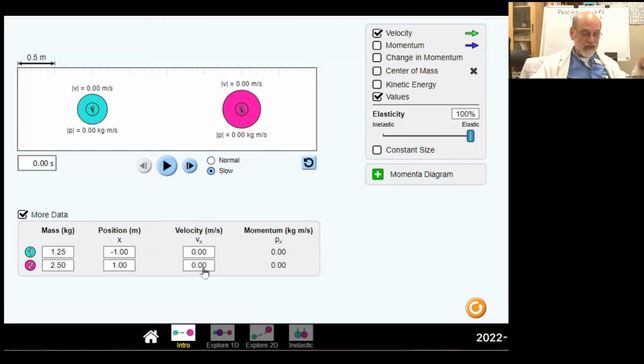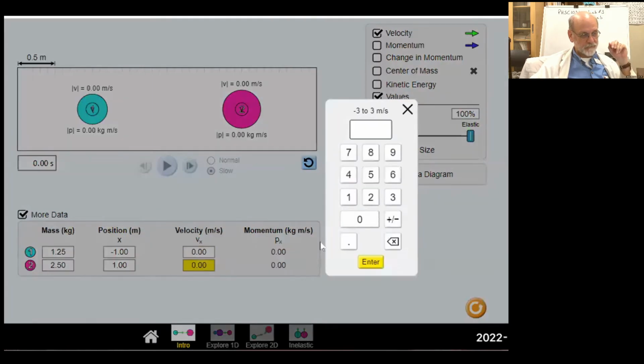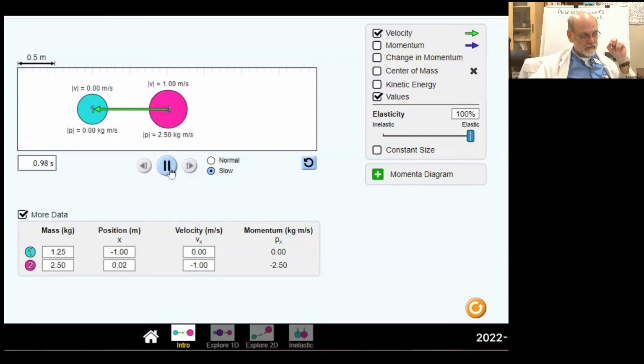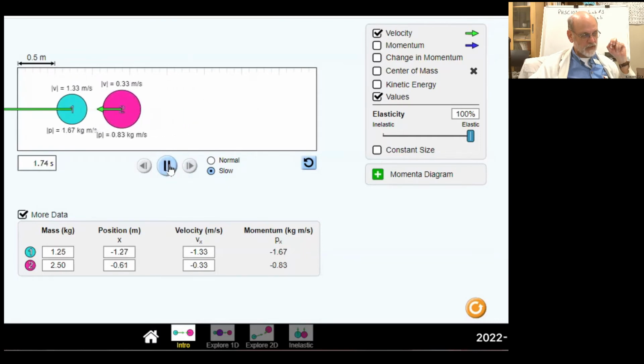So it's going to go to the left. By convention, to the right is positive, to the left is negative. So we're going to have a velocity of 1, just change the sign and enter. Now you'll notice that the total momentum here is minus 2.50. That goes in before collision for the second experiment, total momentum. Now we're going to start the sim and get ready to stop it when the collision occurs.